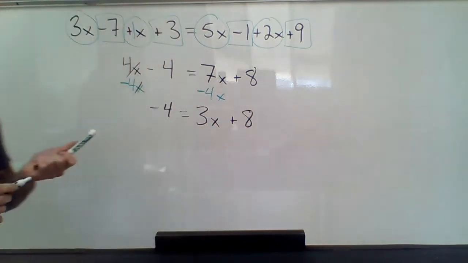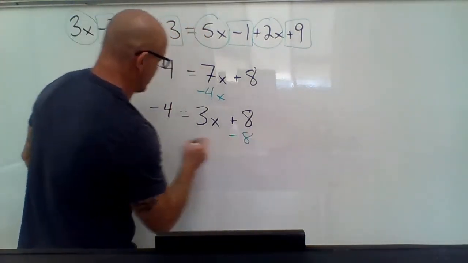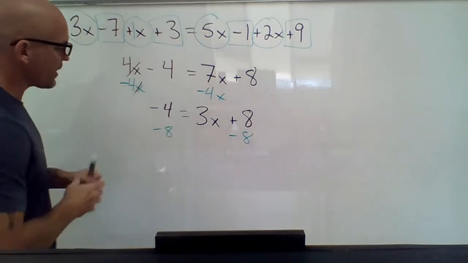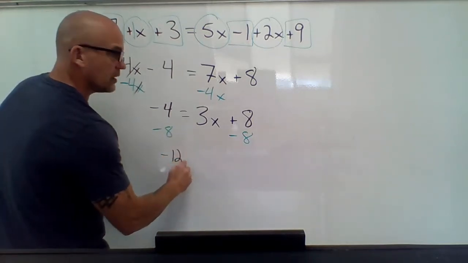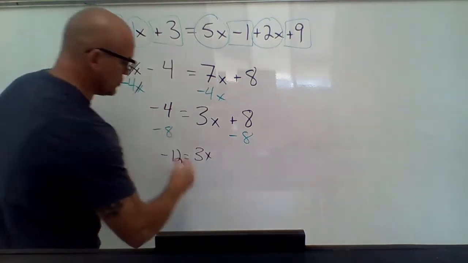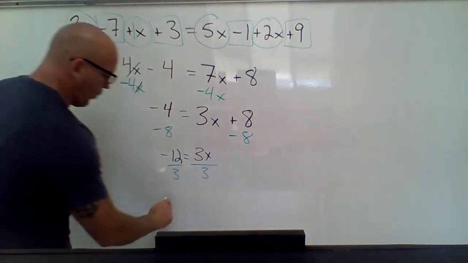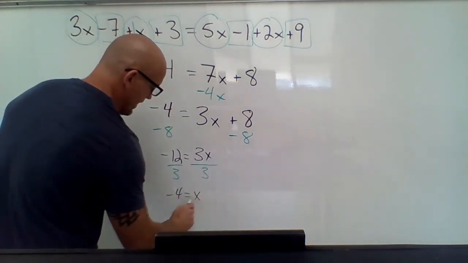That's a two-stepper. At this point, we should be able to turn and burn. I'm not even going to talk about it a whole lot. I'm going to subtract 8 from both sides. That's going to give me negative 12 equals 3x. And of course, last step would be to divide by 3, and I'm looking at negative 4 equals x.